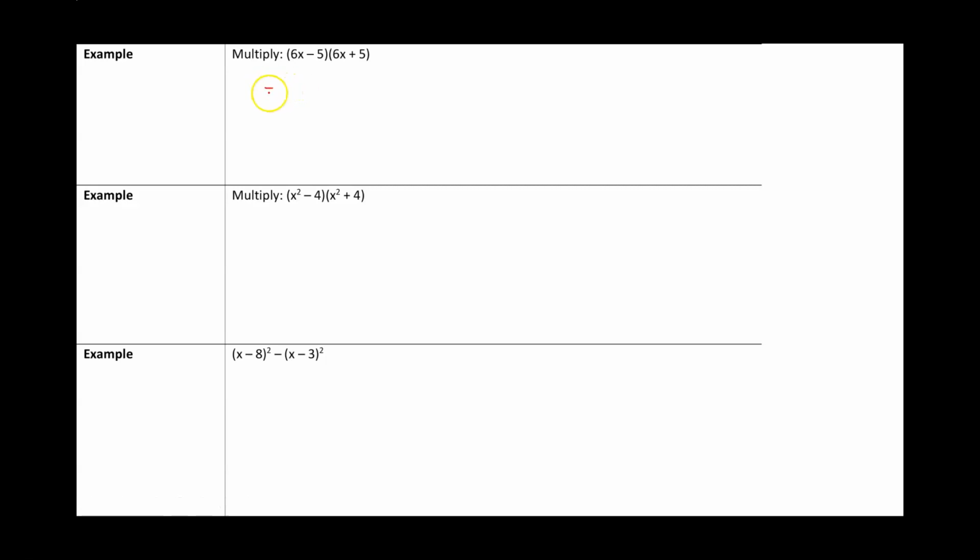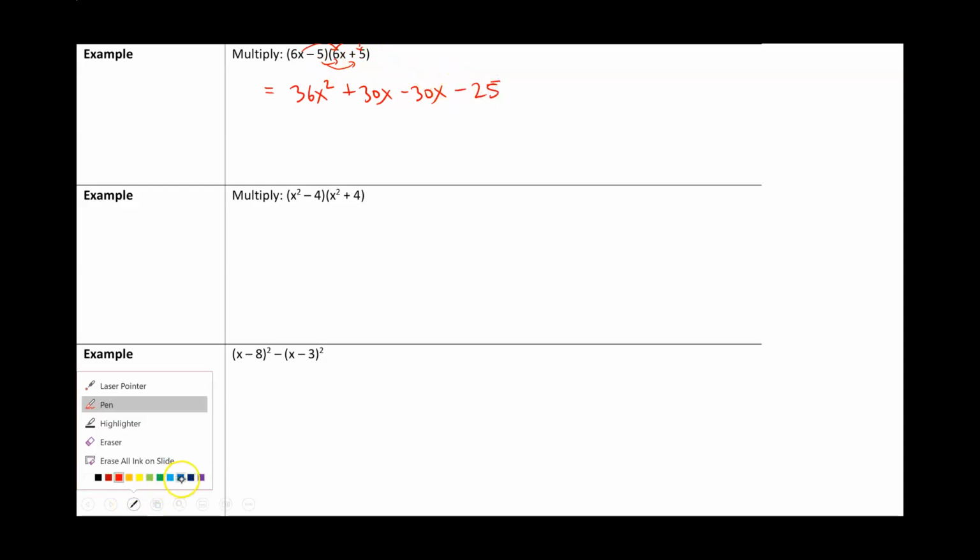Next, we have 6x minus 5 times 6x minus 5. So we have 6x times 6x, 6x times 5, negative 5 times 6x, and negative 5 times 5. So 6 times 6 is 36, x times x is x squared. 6x times 5 is going to be 30x. Negative 5 times 6x is a negative 30x, and negative 5 times 5 is a negative 25. Then we cross out the two middle terms because we have a positive 30 and a negative 30, and this gives us 36x squared minus 25.